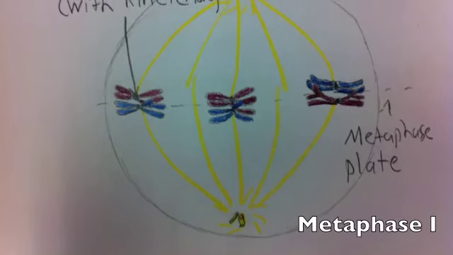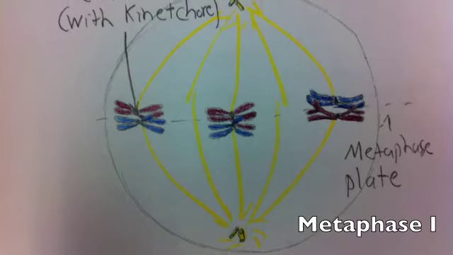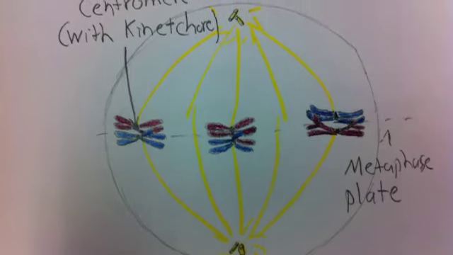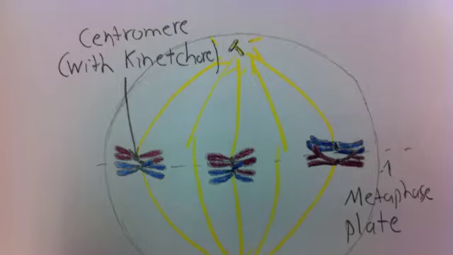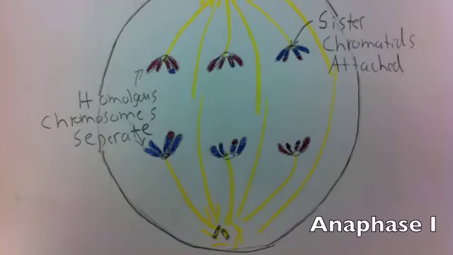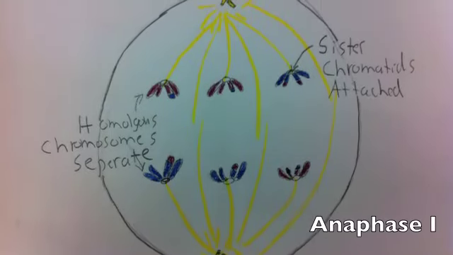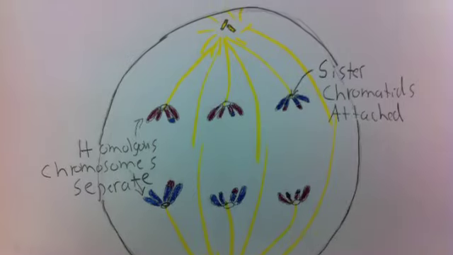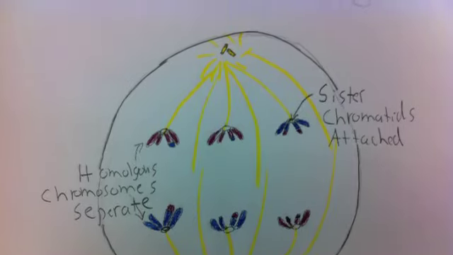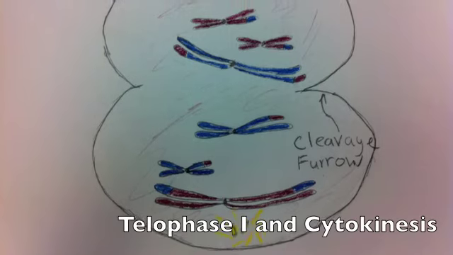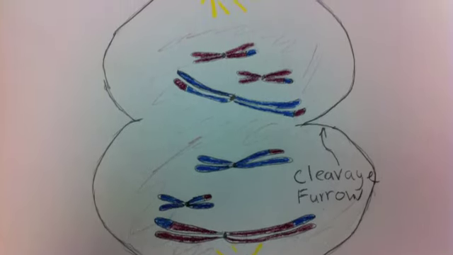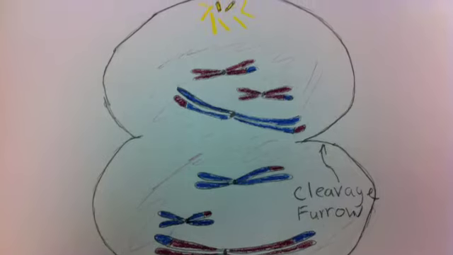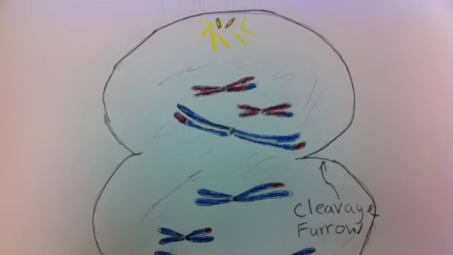During metaphase I, the homologous chromosomes line up along the metaphase I plate. The chromatids in each homologous pair are attached to the kinetochore microtubules from each pole of the cell. During anaphase I, homologous chromosomes separate and move towards opposite poles, guided by the spindle. Once the chromosomes are on opposite ends of the cell, telophase I and cytokinesis occur. During these stages, the cell divides to form two daughter cells.